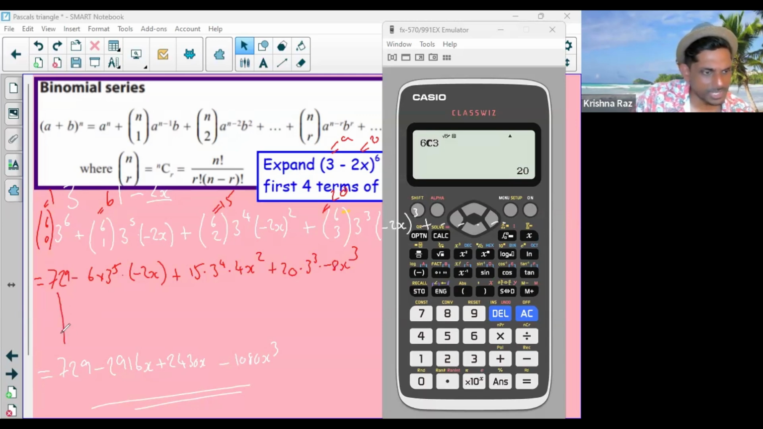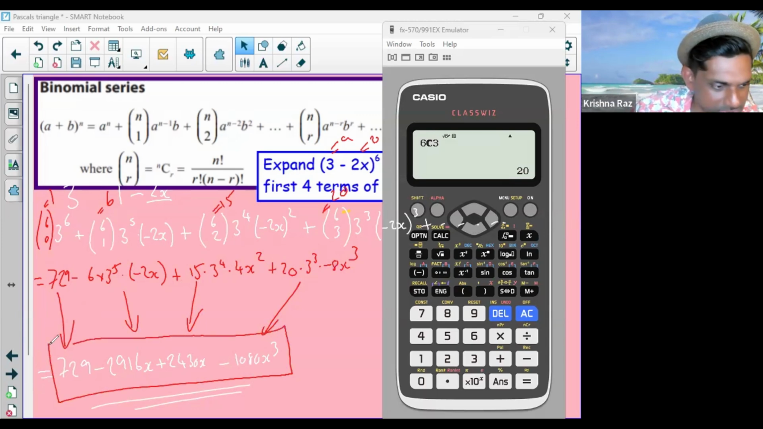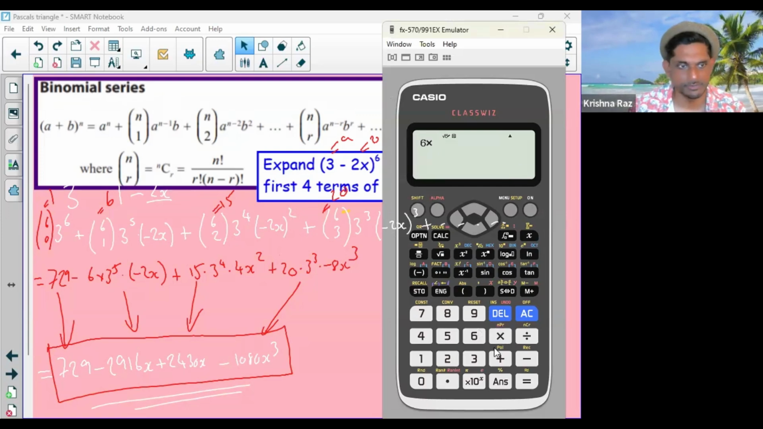So if we put those numbers into the calculator, we will see we get the same thing. Give that a go and just check that it's the case, so your curiosity is satisfied, yeah? I'll do the second term just to prove it. We've got 6 times 3 to the power of 5 times minus 2.